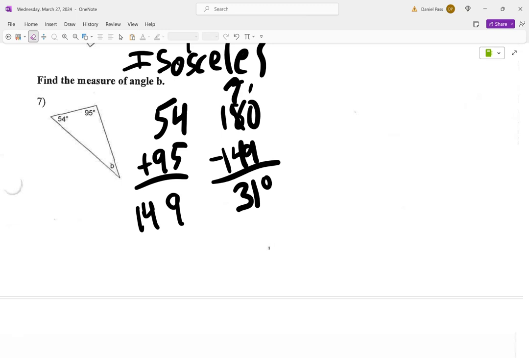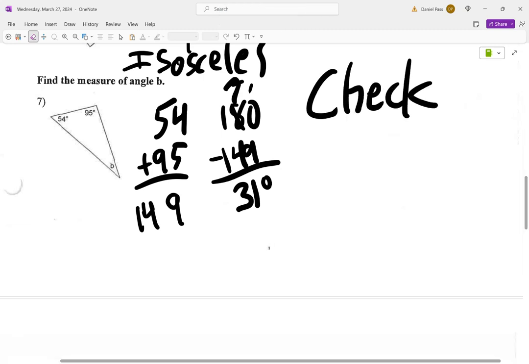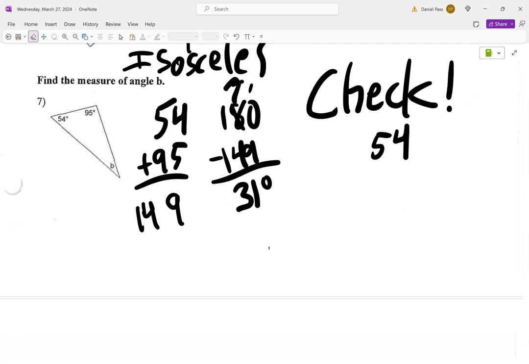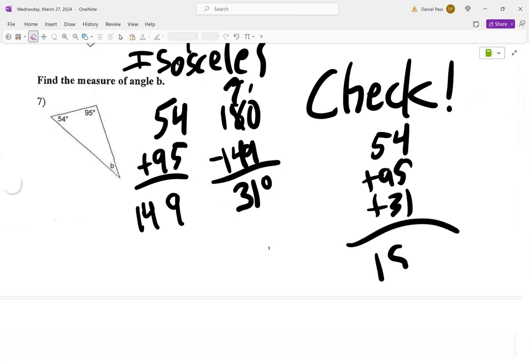Okay, and how do we check? There's a way to check your answer. How do you do that? That's right. We add them up. So 54 plus 95 plus 31, and that all equals 180.